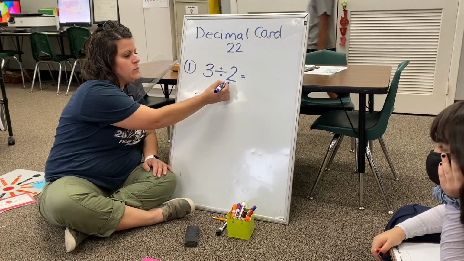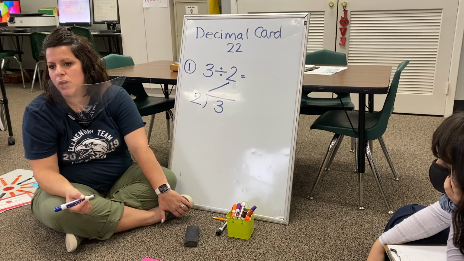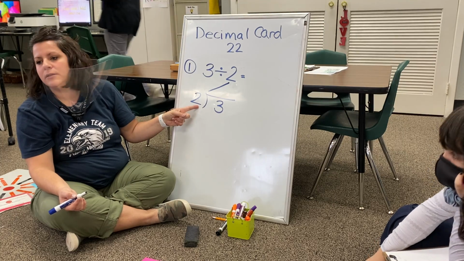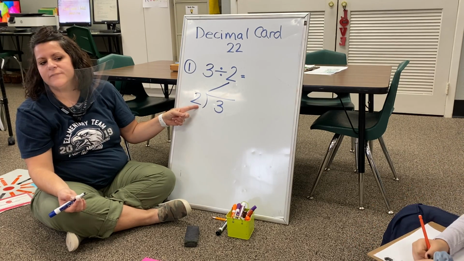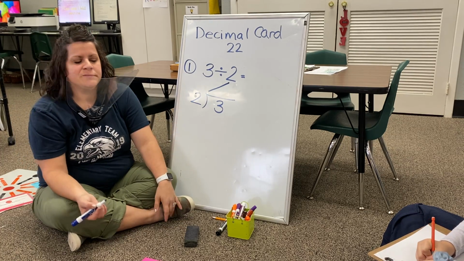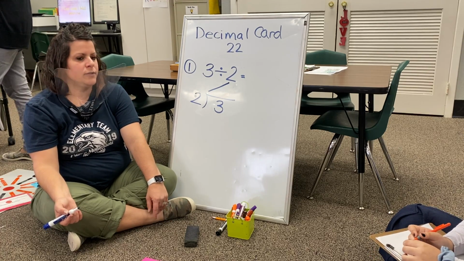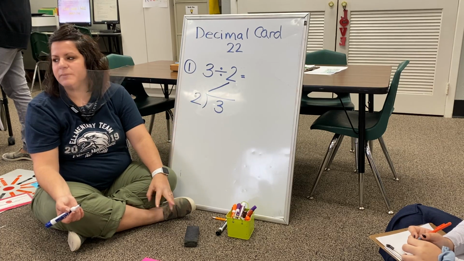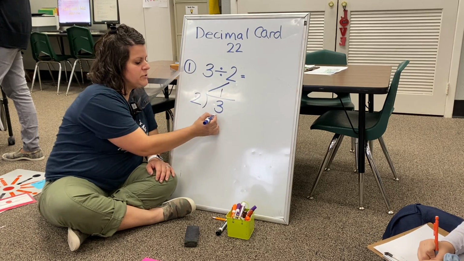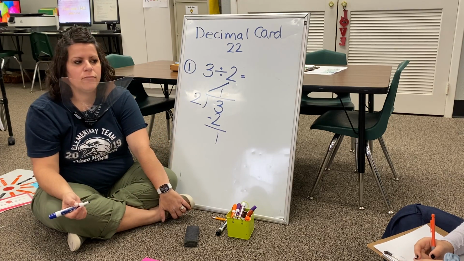Okay, so this one goes outside the bar, and the 3 goes inside the bar. Okay, so you need to rewrite this problem like this for long division. Okay. Now we are going to do long division to solve. 2 times what number gets me close to 3 without going over, Viren? 1. And 1 times 2 is 2. Subtract, and I have a remainder of 1.